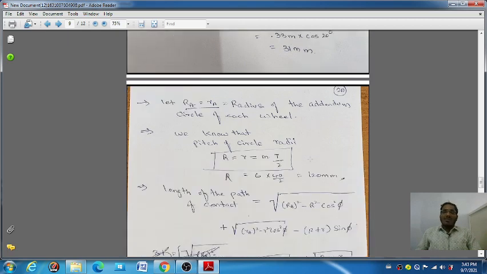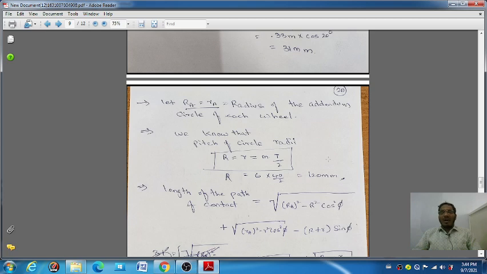Next, suppose RA is the radius of the addendum circle for each wheel. We know that the pitch circle radius, capital R is equal to small r, is equal to m into T by 2. This is the pitch circle radius.